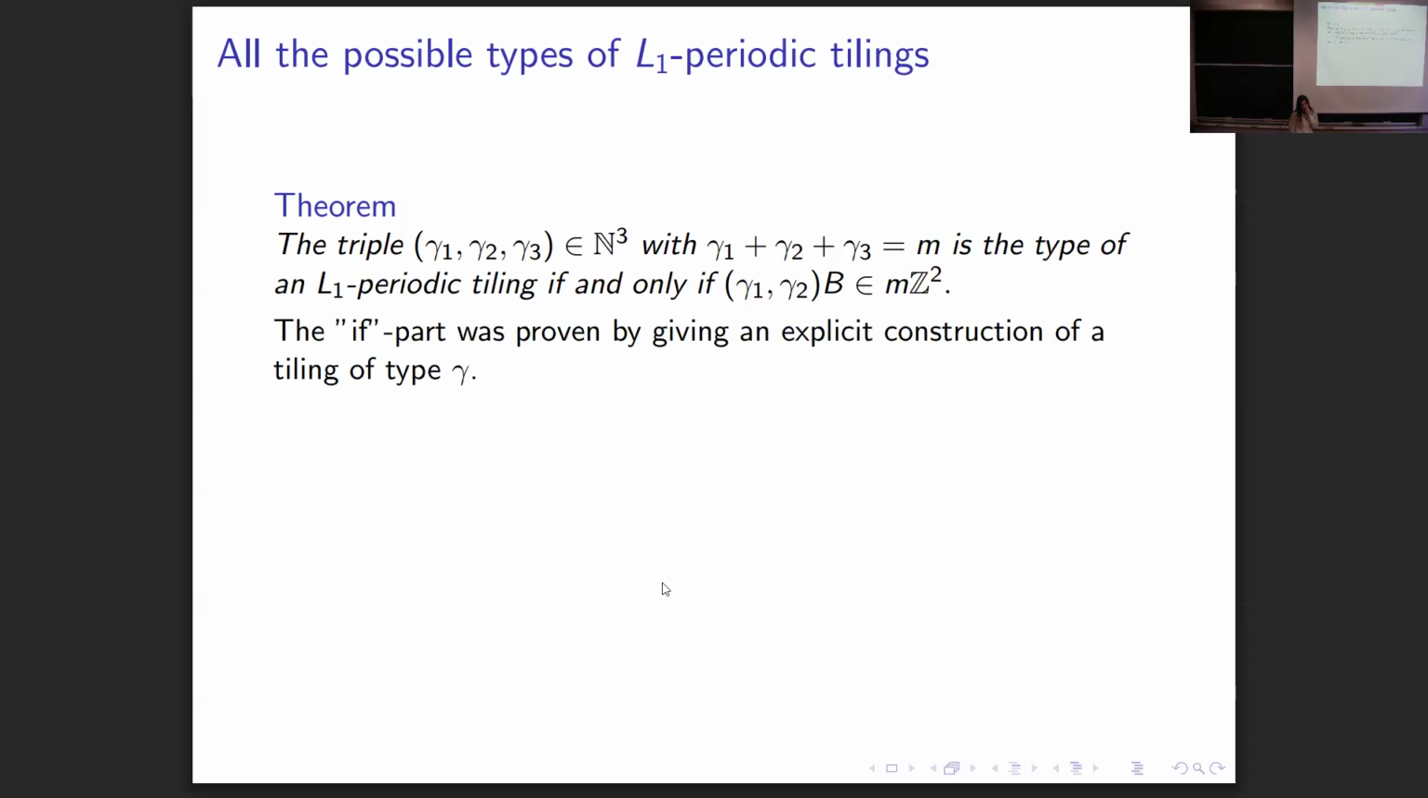So the if part was proven by explicitly constructing a tiling of type gamma. And that's actually one of the most exciting sentences of this talk, because you have seen some pictures before, and there will be more pictures. And it's kind of cool because I took the theorem that I proved and I turned this into code.